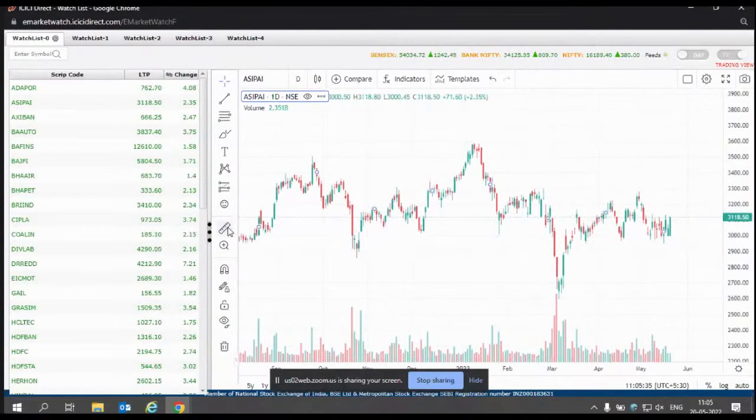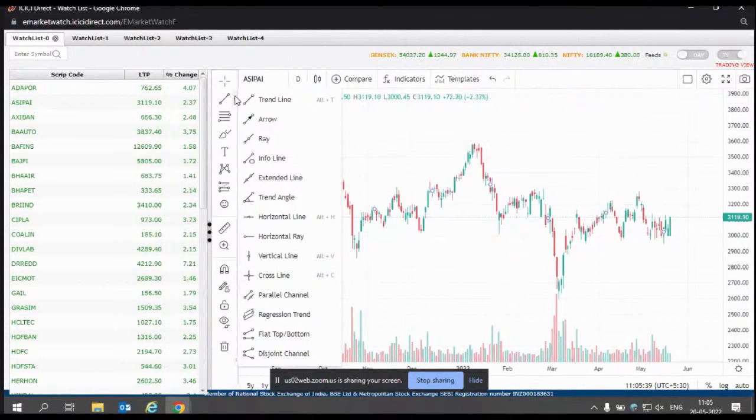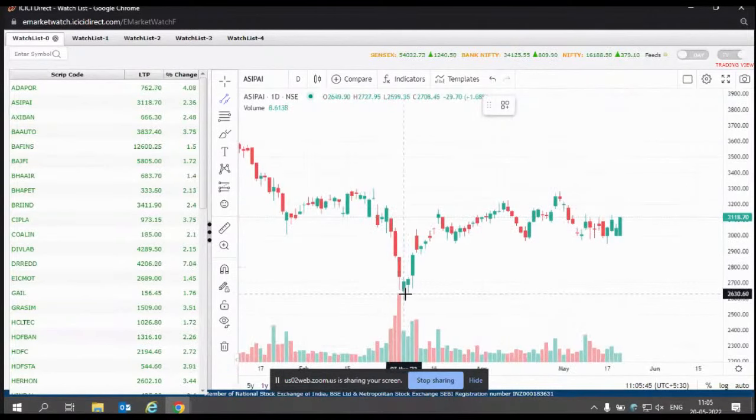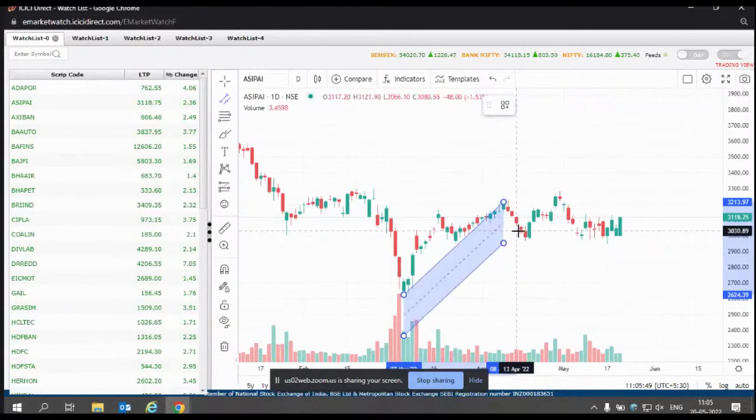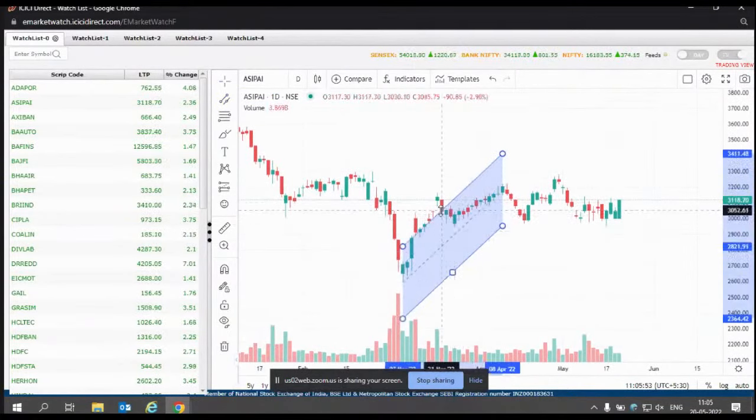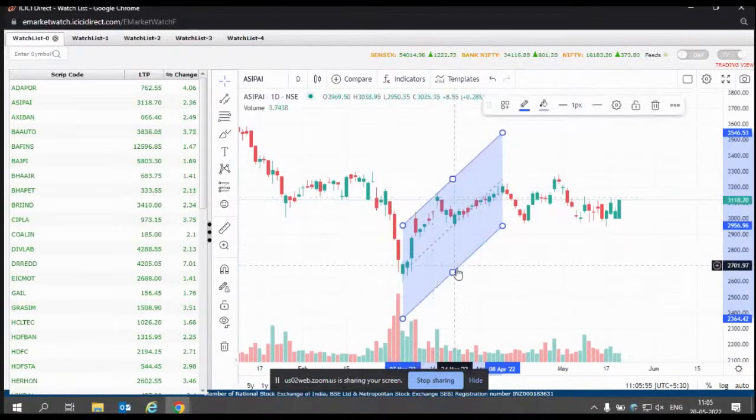Apart from that, channels. The best way to look out for whether the stock is trading inside the channels or not. So again, I would say that the channels are the ones which provide the trader with a potential point for entering and exiting the trades, as well as controlling the risk.